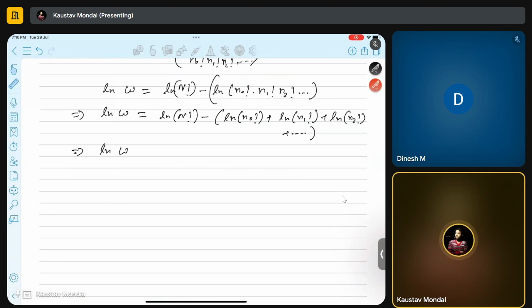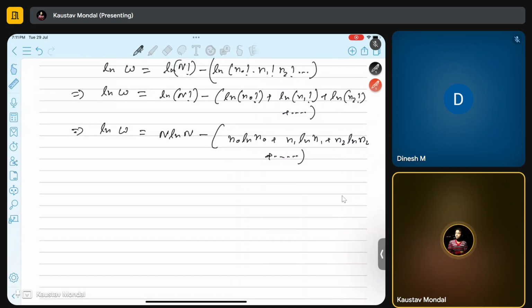Now here we will use an approximation known as the Stirling approximation. By using the Stirling approximation, we can write ln of a factorial, if n is a very large number, as ln n factorial equals n ln n. Similarly, here you can write it as n0 ln n0 plus n1 ln n1 plus n2 ln n2 plus dot dot dot.